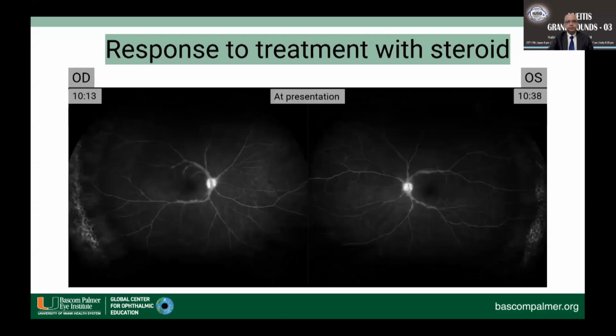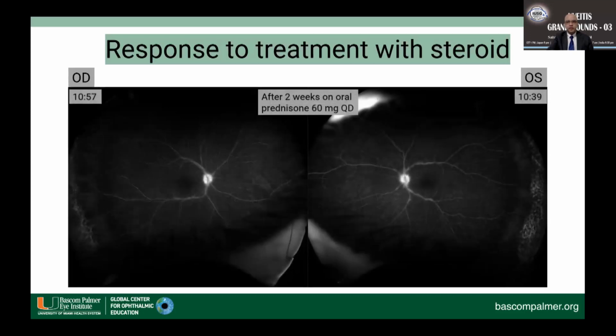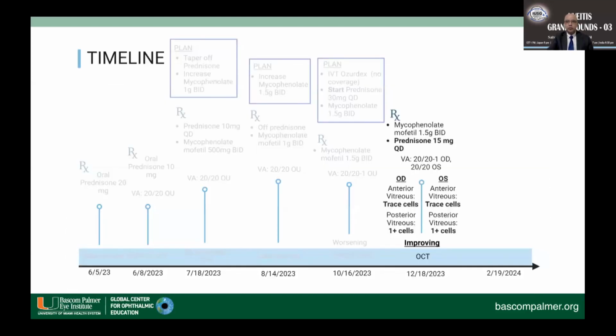This is another case of a female patient with birdshot presenting with vascular leakage of the large vessels seen in this FA picture at the time of presentation. She was prescribed 60 milligram of prednisone, and this is the FA after 2 weeks on prednisone, where you can see a decrease in the vascular leakage. So now moving back to our patient. At this time, the patient followed up after 2 months, and she started to improve with decreasing vitritis.